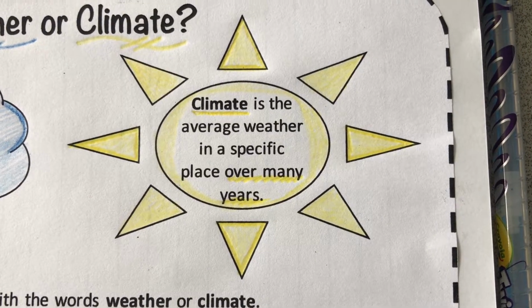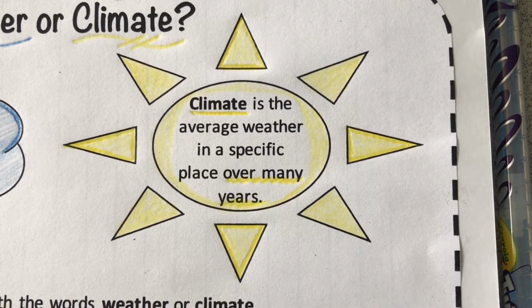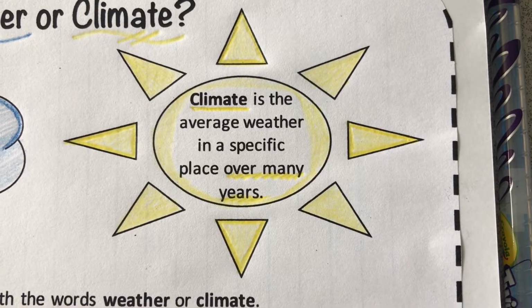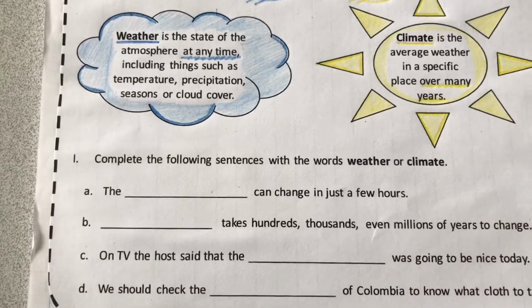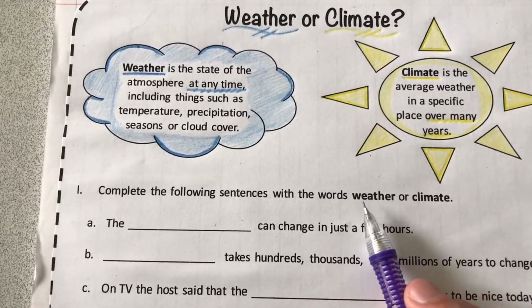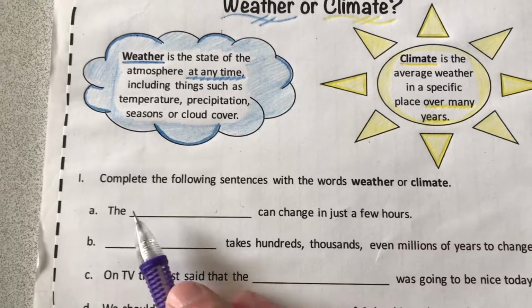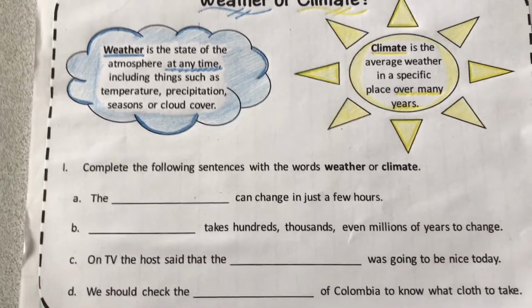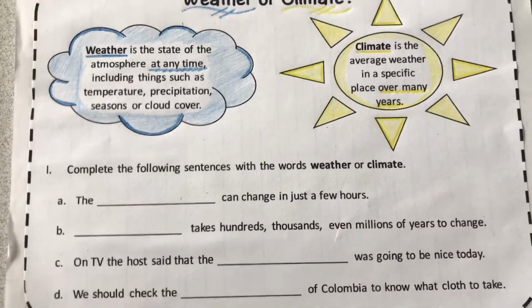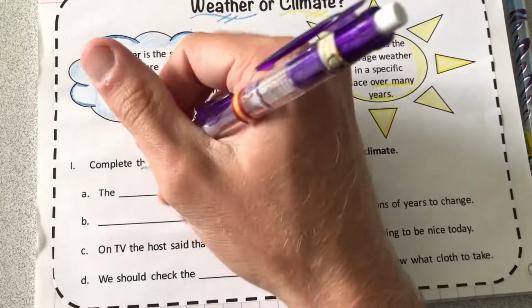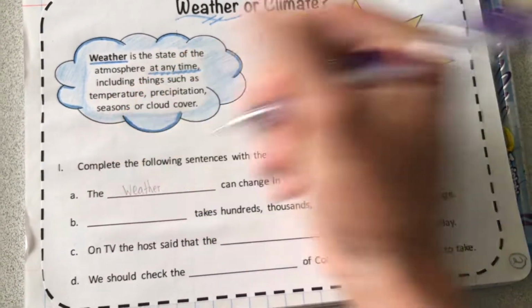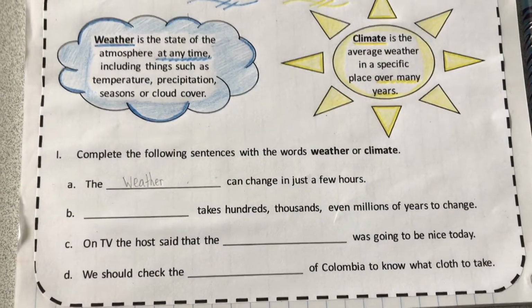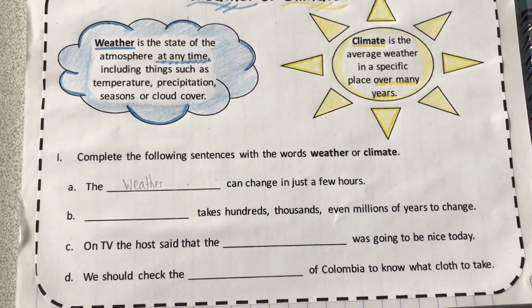So if you're gonna travel somewhere, you should probably look at the climate of that area, so that way you know what it's going to be like. All right, now let's take our pencil and we're going to look at these few questions down here. It says, complete the following sentences with the words weather, climate, or weather. The blank can change in just a few hours. Well, in Ohio, we know that is all the time, but we are going to go ahead and write down the weather can change in just a few hours, because if we look in our definition, it's at any time.